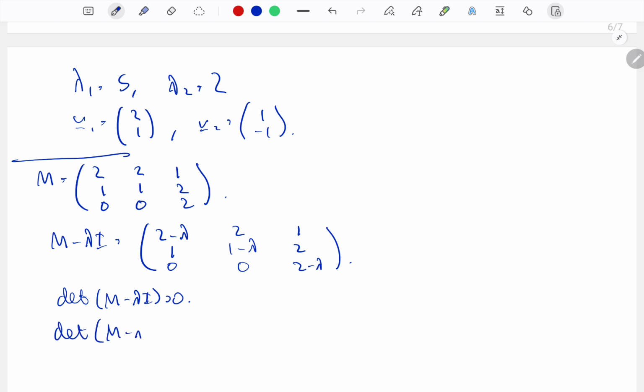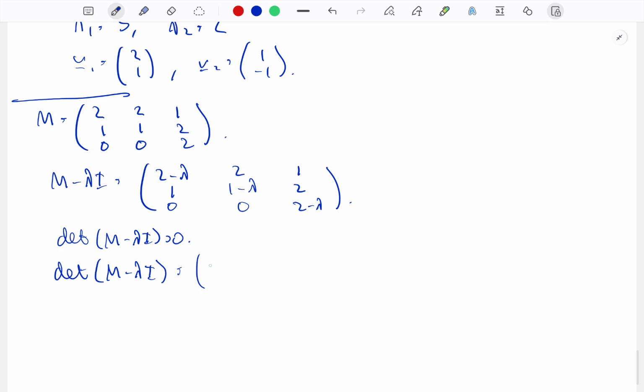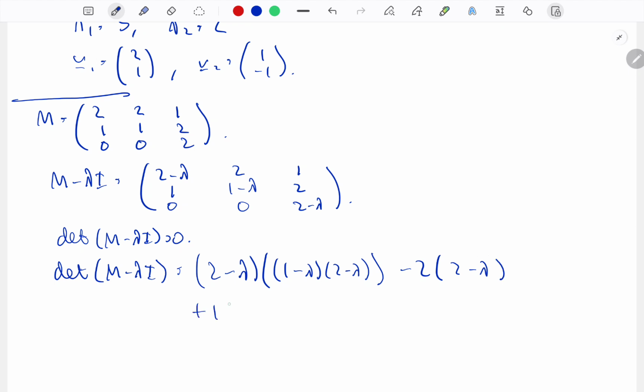The determinant of M minus lambda I is equal to, let me make sure I do all this right, 1, 1, 2, 1, yep. So the determinant of M minus lambda I is 2 minus lambda, 1 minus lambda, 2 minus lambda, take away 0, so it'd just be like this, minus 2 lots of 2 minus lambda, take away 0, add 1 lots of 0, take away 0, so it'd be 0.